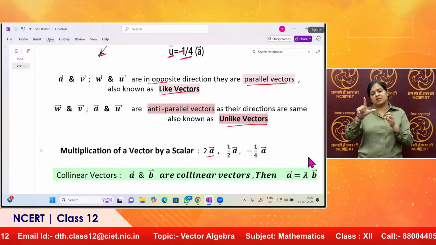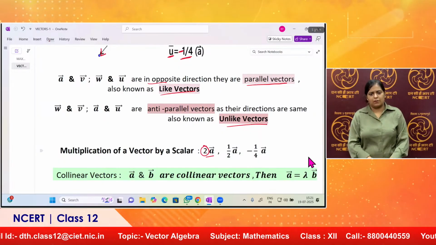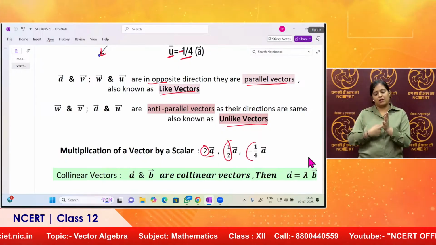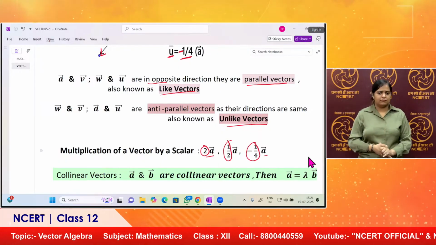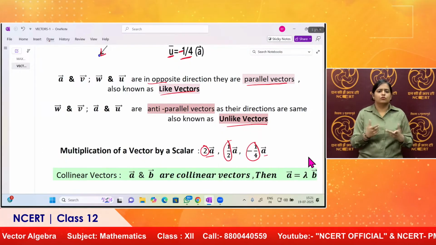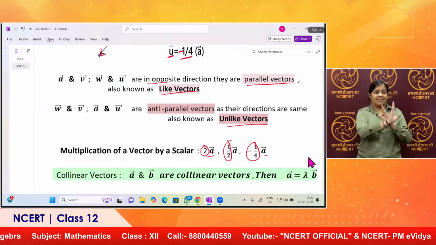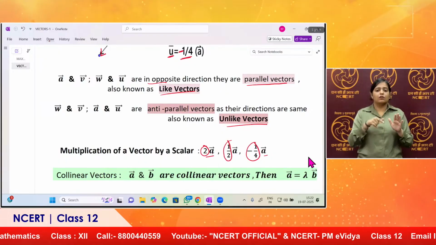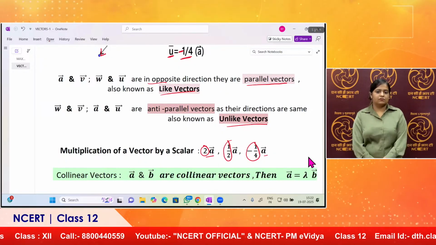So this is a scalar multiplied by a vector. So what happens is the direction changes if it is a negative value, otherwise the length of it will change. That's the only difference that we find.